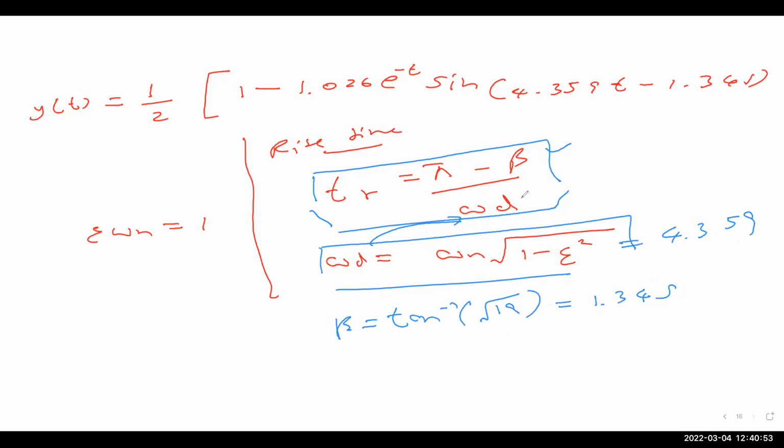Now you got omega d, this is 4.359. You got beta is 1.345. At pi, and you just substitute. You get the rise time as 0.4125. Right. All right. So that's one. Then we have to find the overshoot. Once again, the overshoot equation is this.